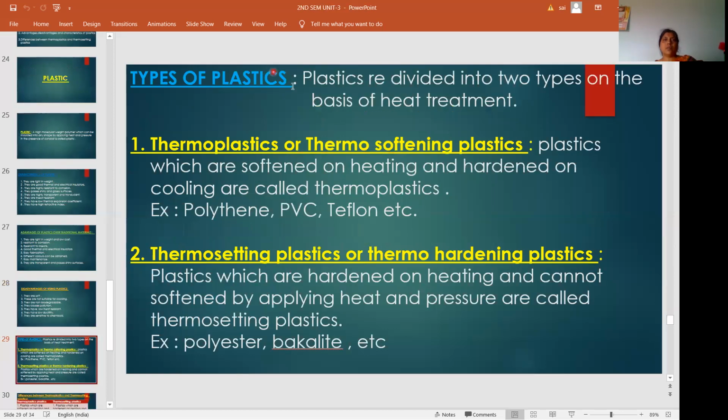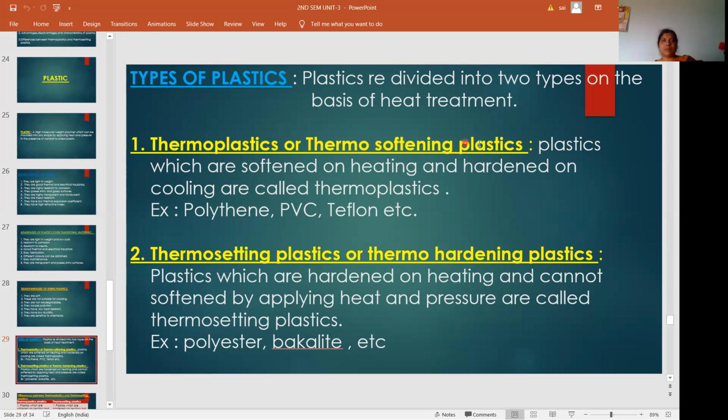Next, the types of plastics. Plastics are again divided into two types based on heat treatment. That means, based on what happens when they are heated, plastics are classified into two types: thermoplastics and thermosetting plastics. Thermoplastics are also called thermosoftening plastics.